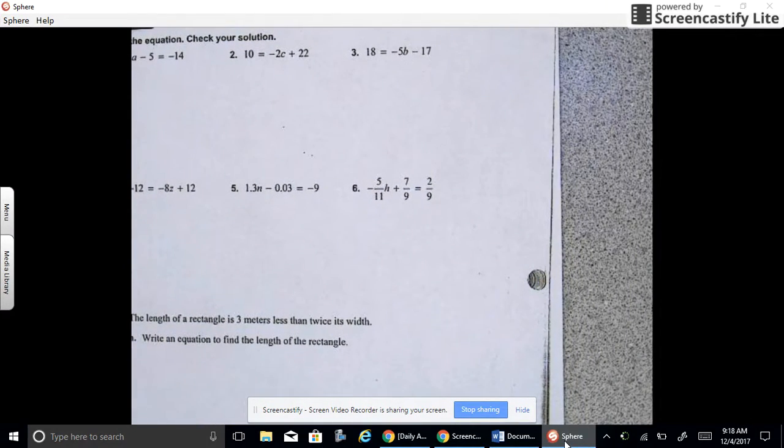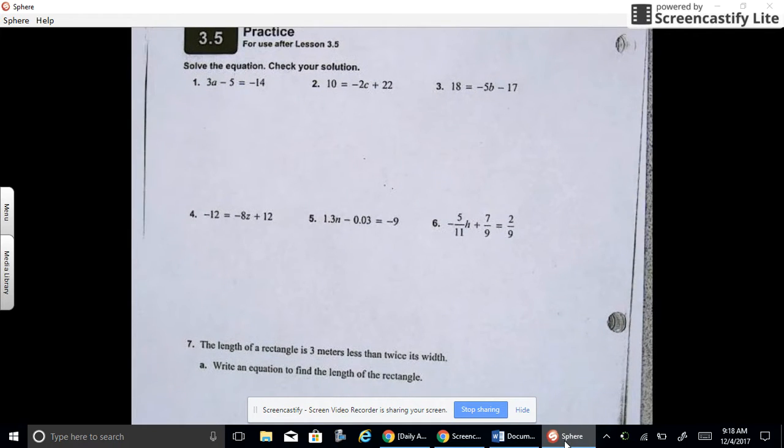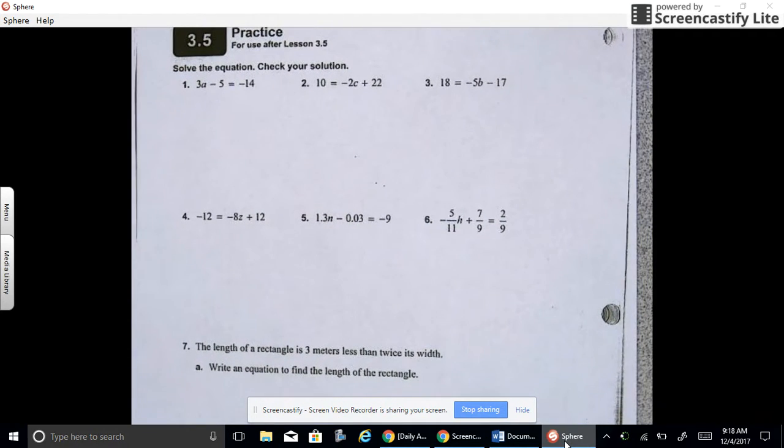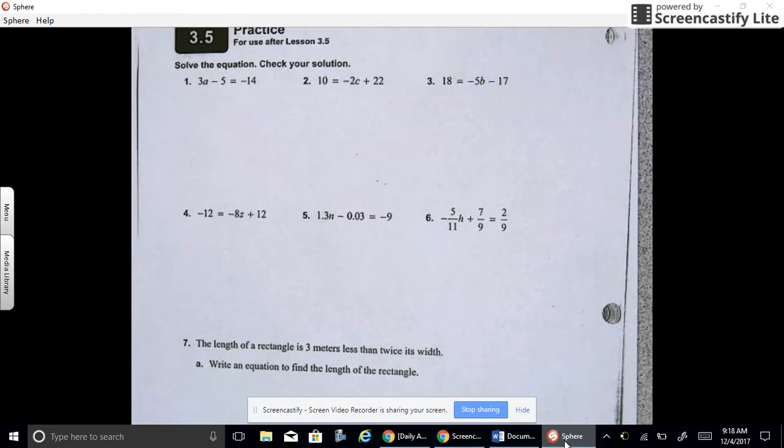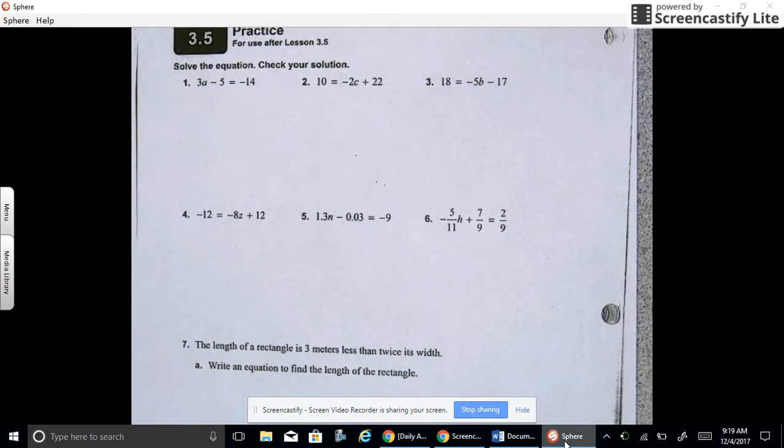Okay, so let's work on these problems. On your piece of paper, put down number 1 and rewrite the equation, which is 3a minus 5 equals negative 14.